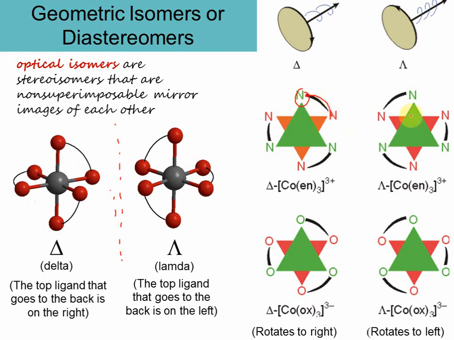You can also think about pinwheels or fans or anything that has a propeller-like shape, where they can rotate either to the right or to the left. Delta means to the right and lambda is to the left.